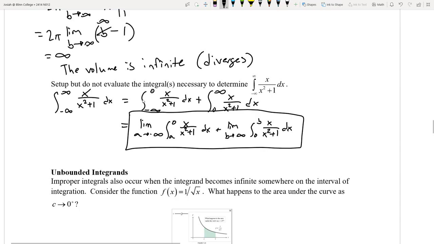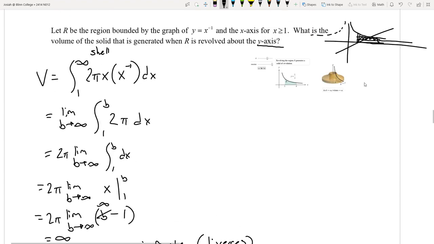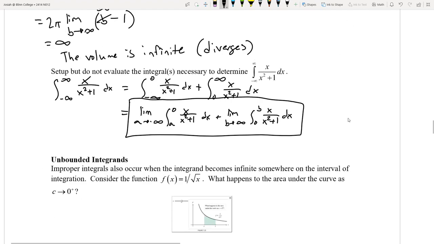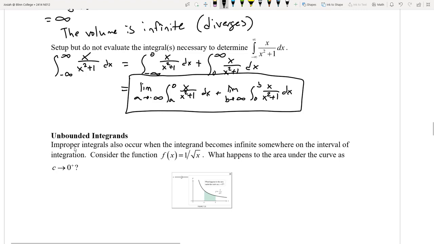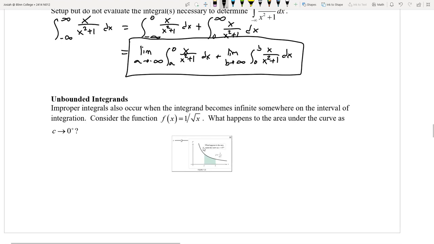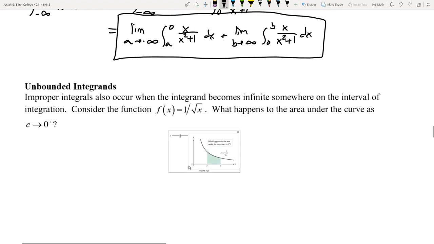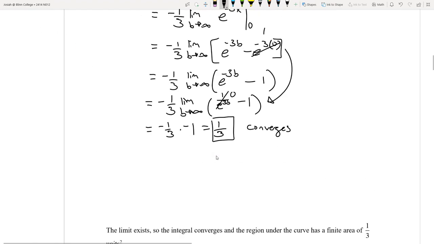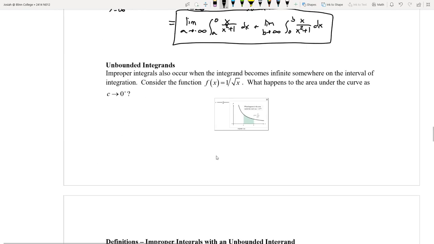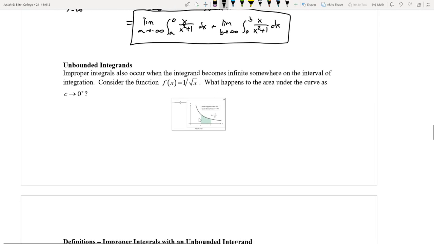So that pretty much covers what happens when we have infinity in our limits. But now we go back to this previous example and talk about what happens if we have something blowing up in our integrand. So we'll talk about an unbounded integral. Another version of an improper integral occurs when the integrand becomes infinite somewhere on the interval. So we look at 1 over root x here, and we look at what happens as c goes to 0.